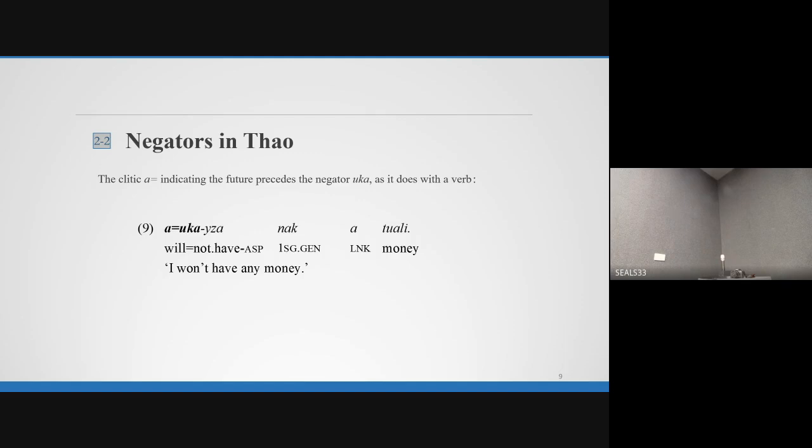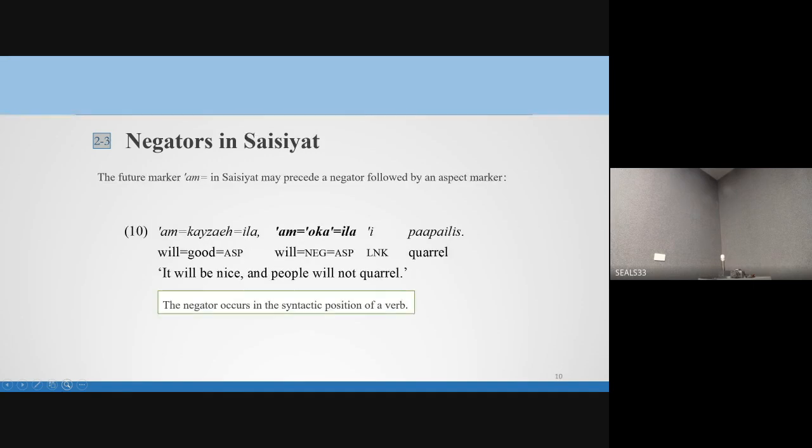You see the negator, this always occurs before it. So it also occurs with this negator. Again, I would say the negators in Thao, some behave more like verbs. Negators in Saisiyat.